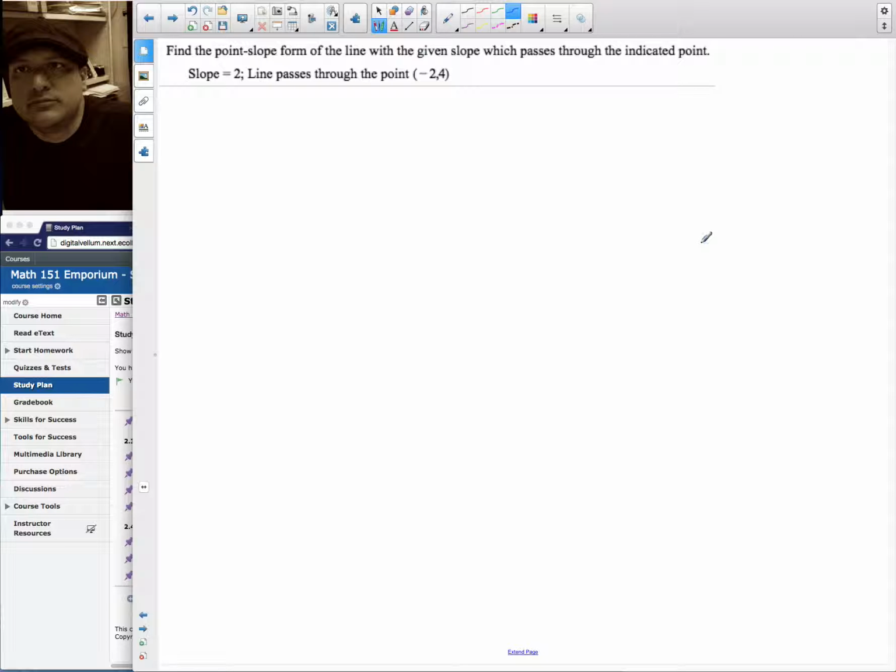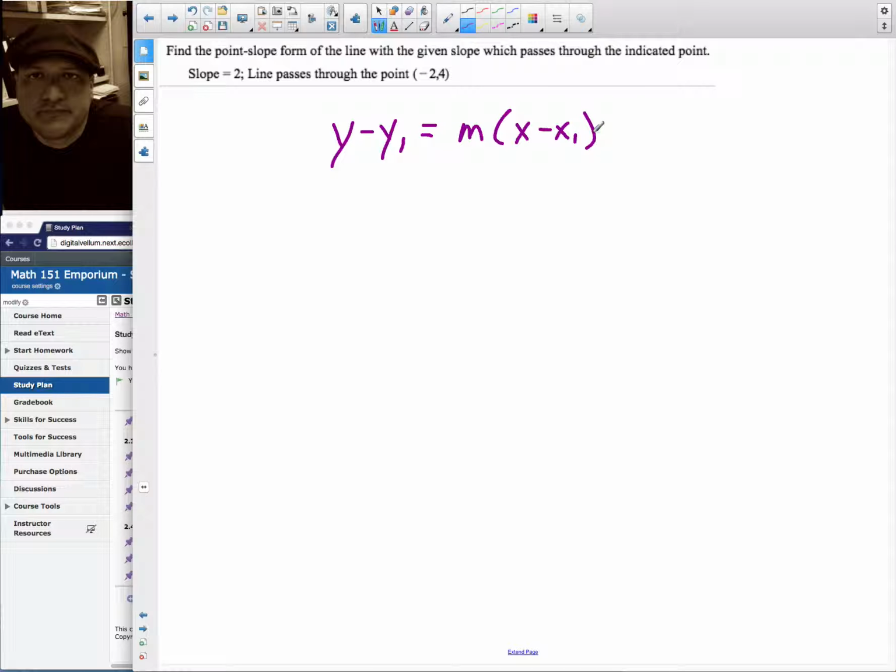Find a point slope form. Point slope form of the line with the given slope. So the point slope is y minus y1 equals m times x minus x1. And here we have the slope already. So that's easy. That's going to be 2. And it passes through this line. So x minus negative 2.